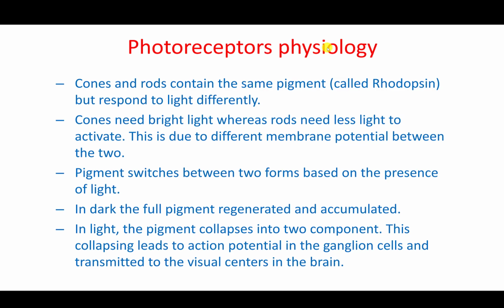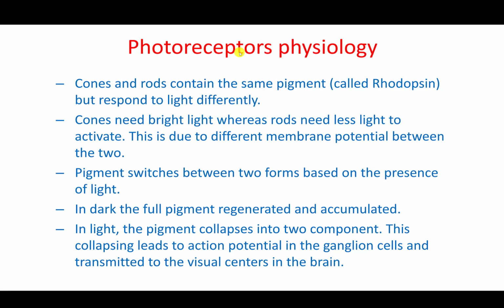Let's talk now about the photoreceptor physiology. What we mean by photoreceptor physiology is to understand how those rods and cones respond to different amounts of light and therefore make us able to see.